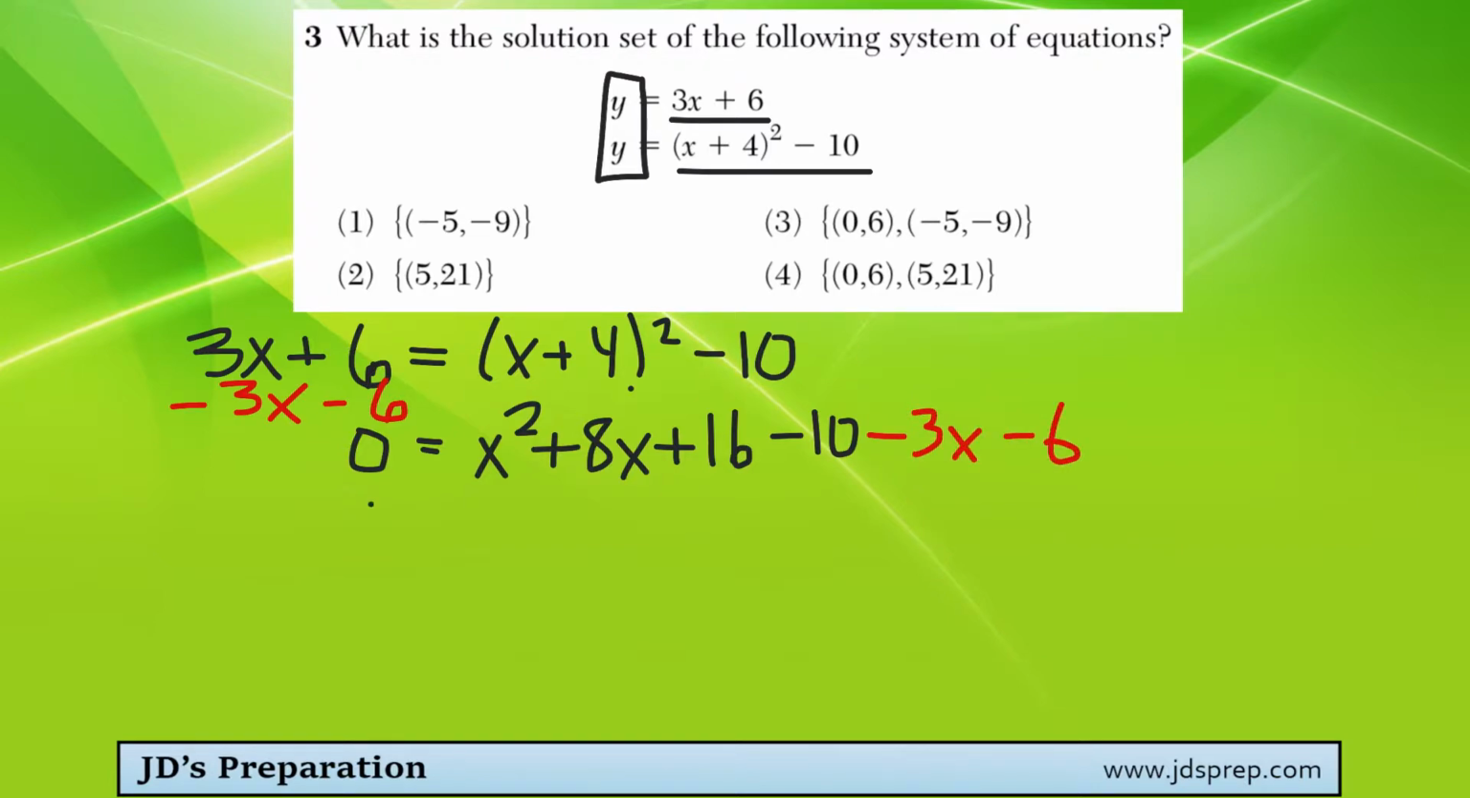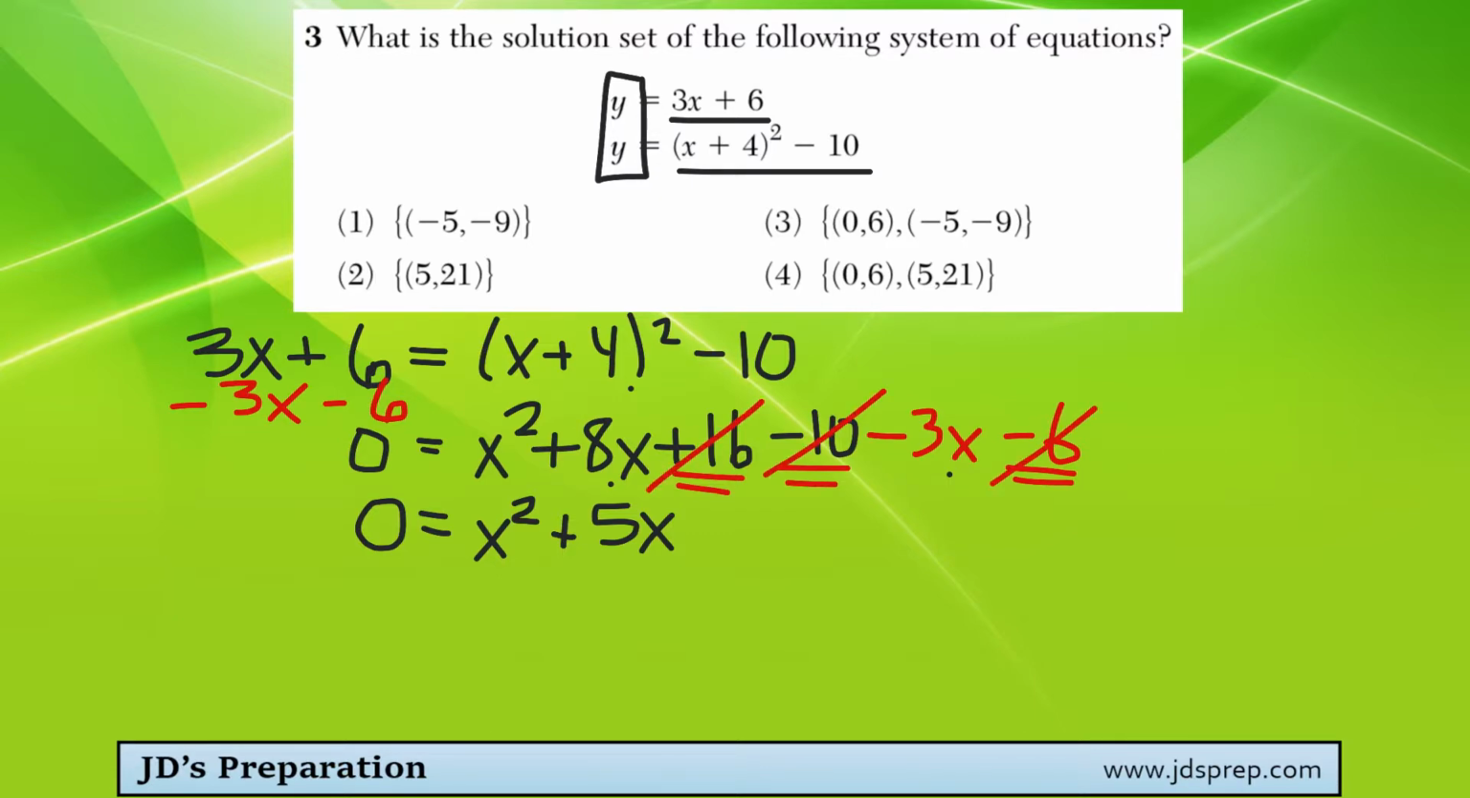Okay, now let's combine our like terms together. We've got x squared, 8x minus 3x is plus 5x. And then we've got our constants, plus 16 minus 10 minus 6. That actually just becomes 0. So essentially that cancels all out.